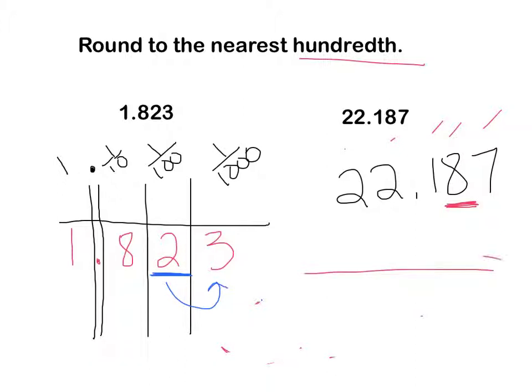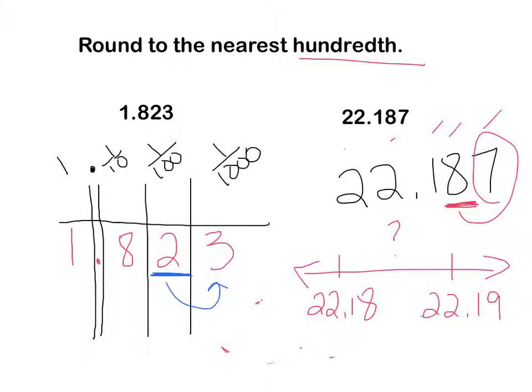What do I know about this? I know that if I were doing a hundredths number line, I'd have 22 and then 18 hundredths that would let it rest, which means that the next hundredth up would be 22 and 19 hundredths. And I ask the question, where would my original number fall between here? Is it going to be less than halfway or more than halfway to 22 and 19? Well, I see a 7. 5 or more means let it soar. That tells me that my original number is going to fall more than halfway. I'm going to let it soar up to 22 and 19 hundredths.